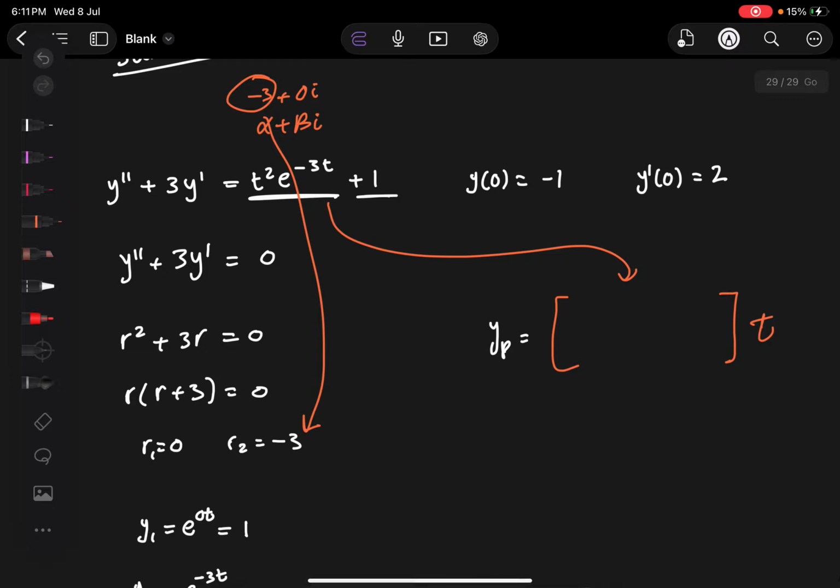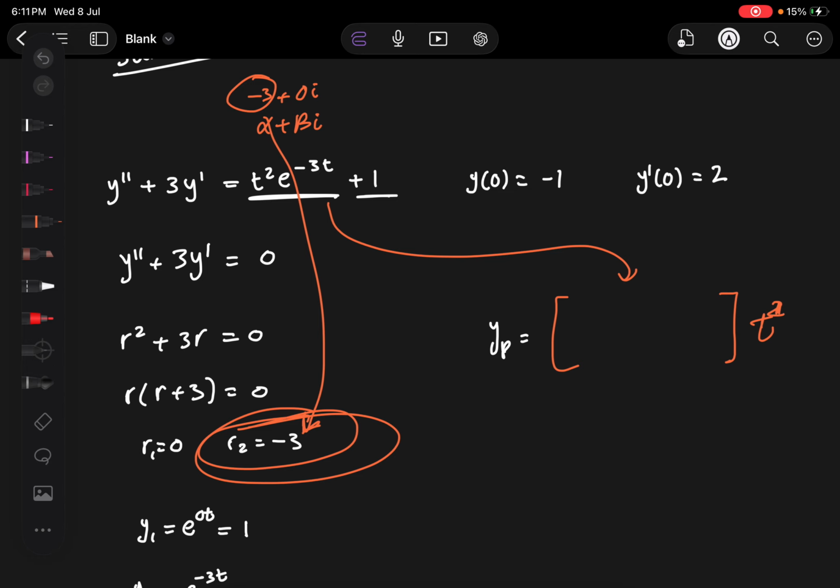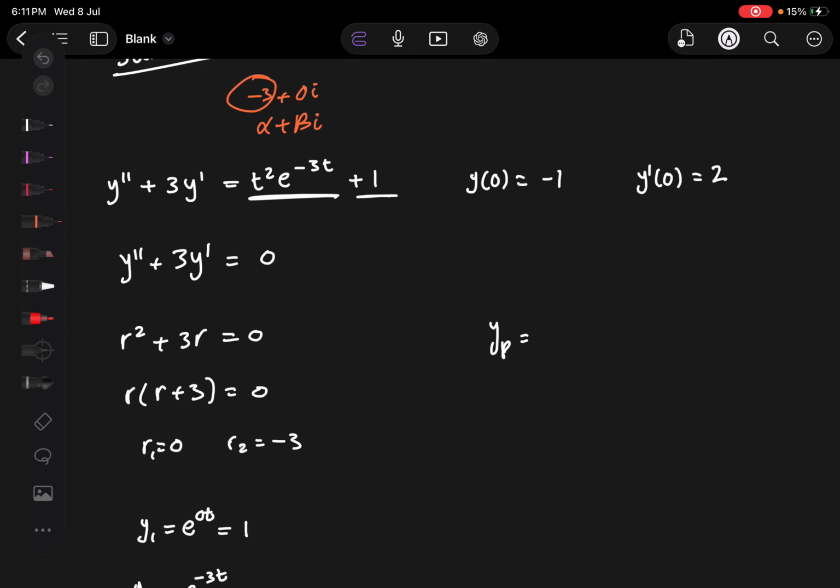So this appears once, so you multiply by t to the power of 1. If it appears twice, t squared; thrice, t cubed. You get the idea. So we know that we have to multiply by t. Don't forget to multiply by t. Next we write the general solution to this.